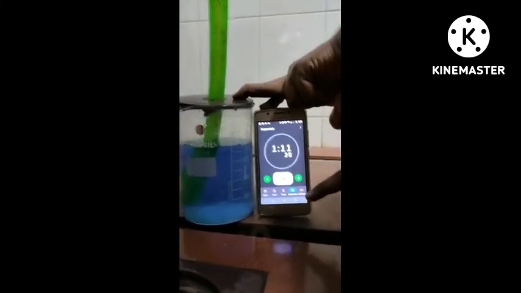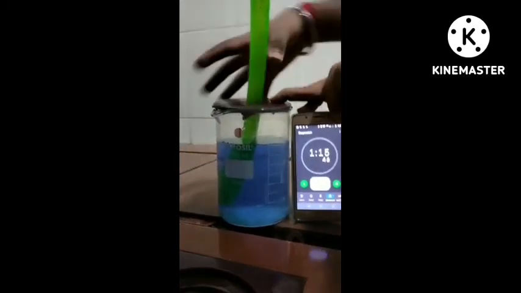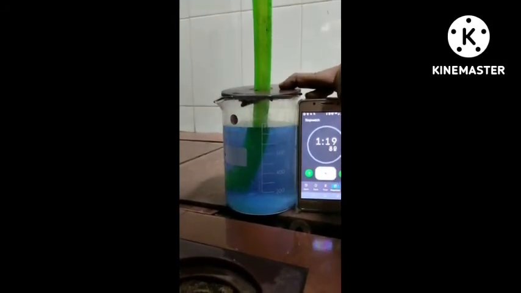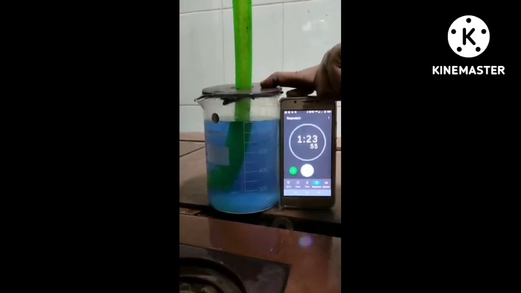Now similar to what we did in laminar flow, note down the time taken by discharged water to fill 1 liter flask in the observation table. Also record the temperature of the discharged water after every experiment.